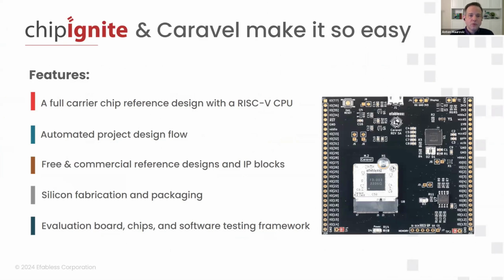We have this full chip carrier reference design, which includes a RISC-V CPU, but a host of other peripherals as well. We have an automated project design flow, which means that it can take you through most of the steps from coding to complete silicon in an almost entirely automated fashion. But you also have the option of digging deeper and customizing things to suit your needs. And given that it's an open source tool flow, it means that you have a wide range of different possibilities available to you.